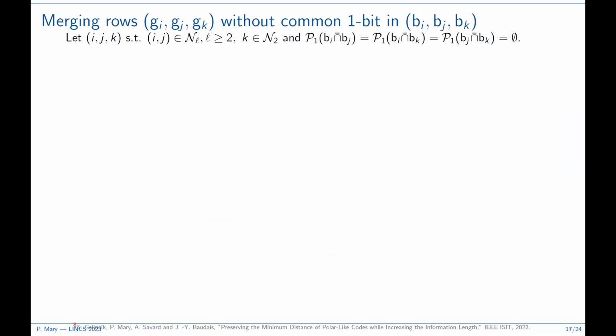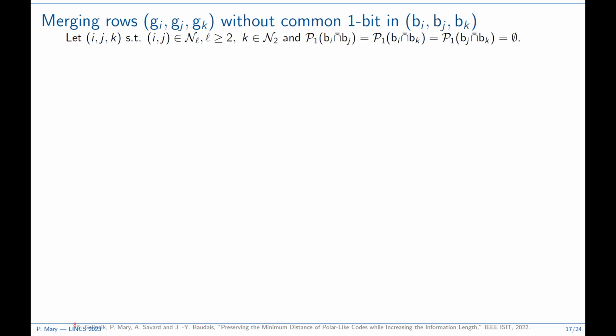And thanks to this theorem, we can state the first important result, stating the minimum distance of a code with row merging without common one bit in their binary representation.